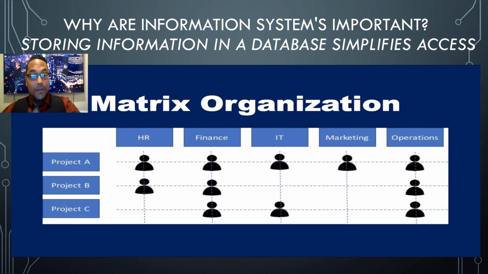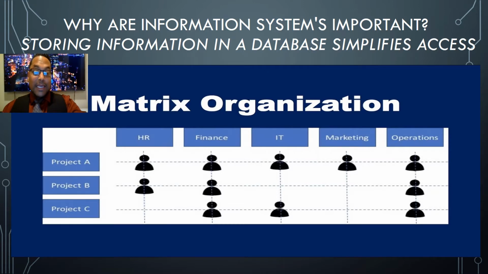Now, the model that I've chosen of the matrix organization design showcases five different departments in three different projects. And I think here is where we find where that simplification of access is important. As we look at the model, the HR department on the far left only has stake in project A and B, but they are within the realm of the information database access for the information's uses.